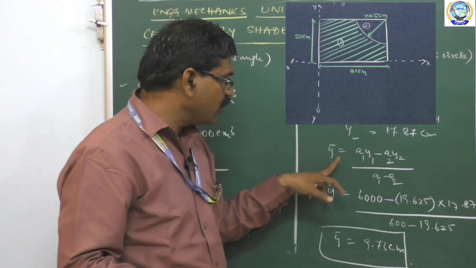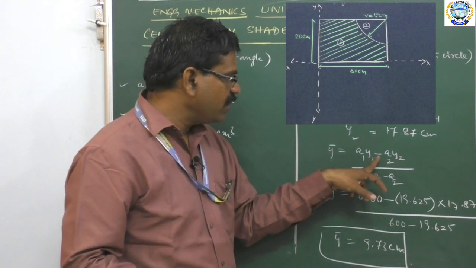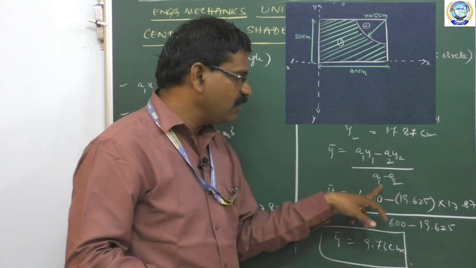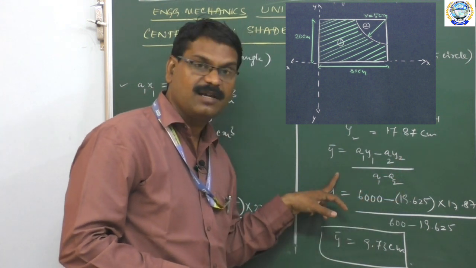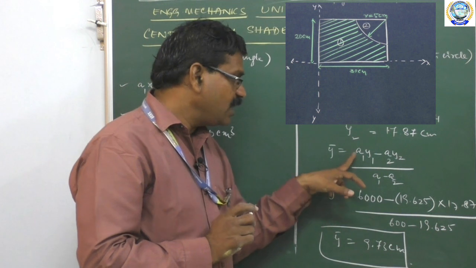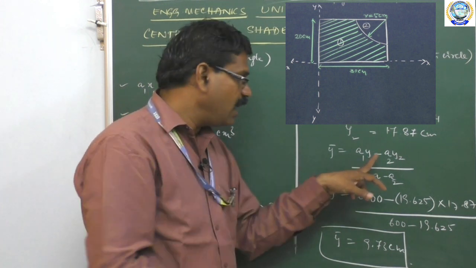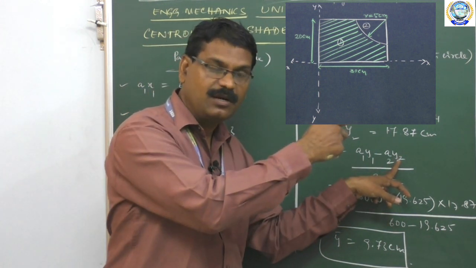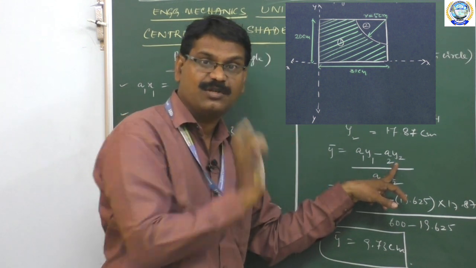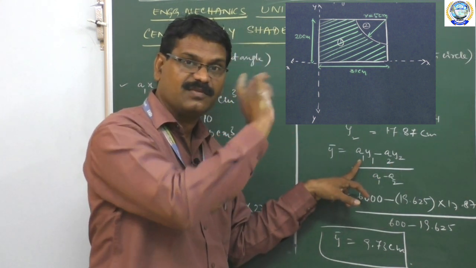Now, bring the values of y1 and y2. We need to find y bar is equal to A1 y1 minus A2 y2 by A1 minus A2. Here in this particular case, we are finding the y coordinate. A1 y1 is the first portion and A2 y2 is the second portion. All 2's represent the second portion and all 1's represent the first portion.